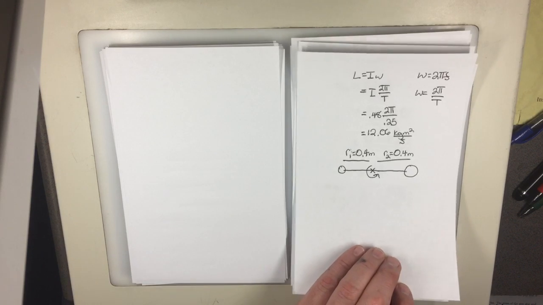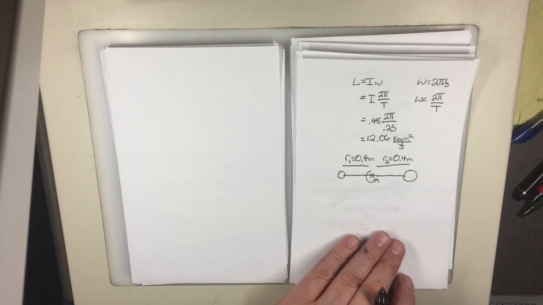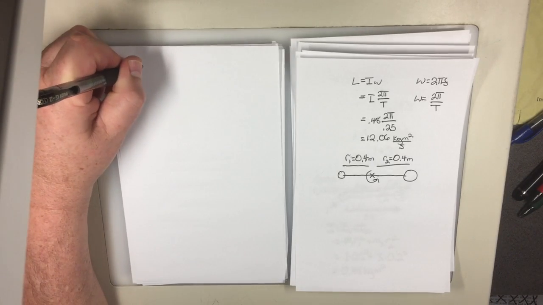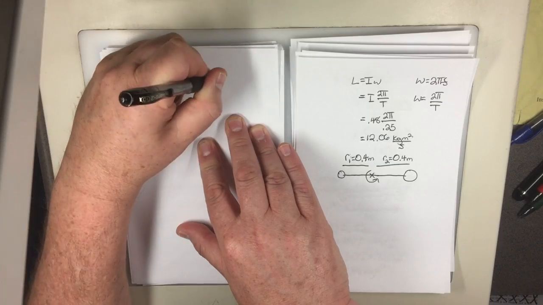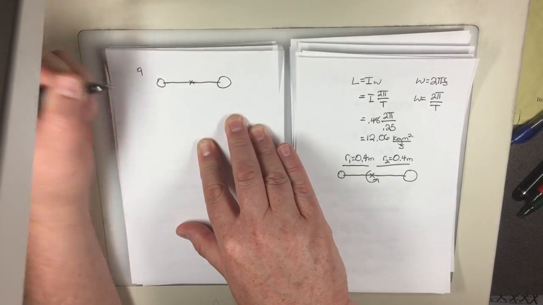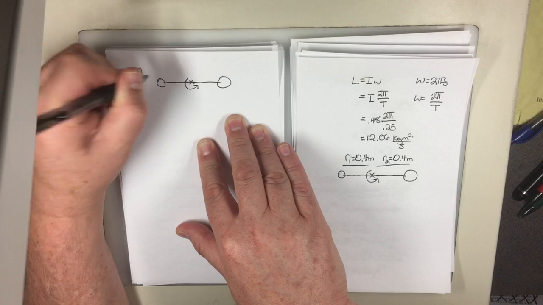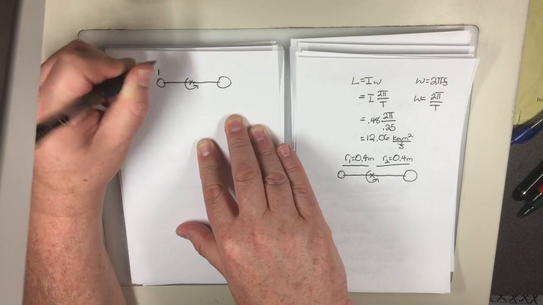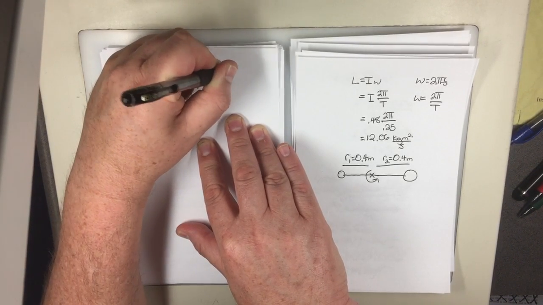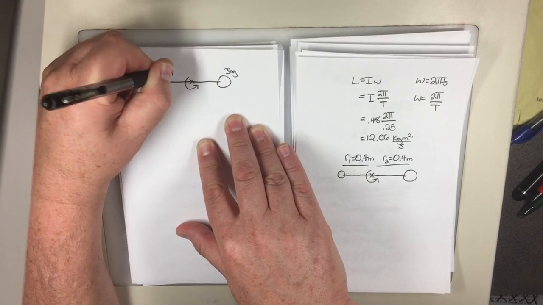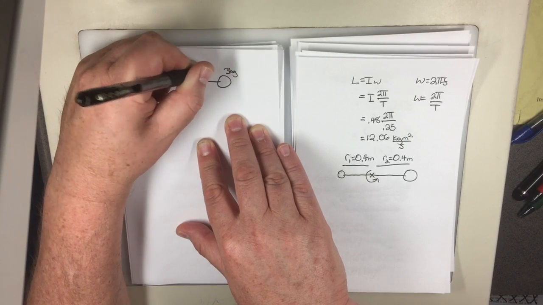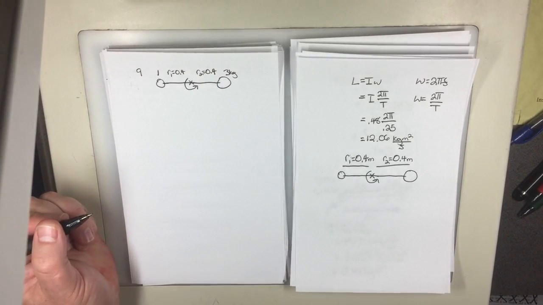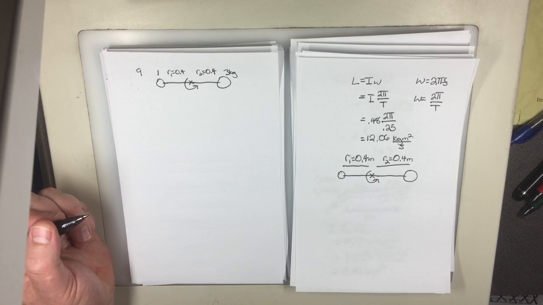Let's knock out the setup for 9. In problem 9, you still have the hole cut in the middle. That one is 1 kilogram. That one is 3 kilograms. The R1 is 0.4. The R2 is 0.4. But now you have a bar with mass.